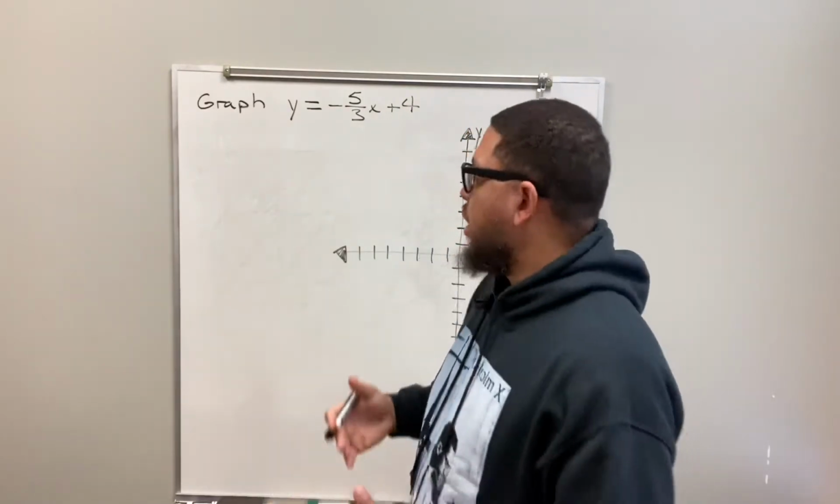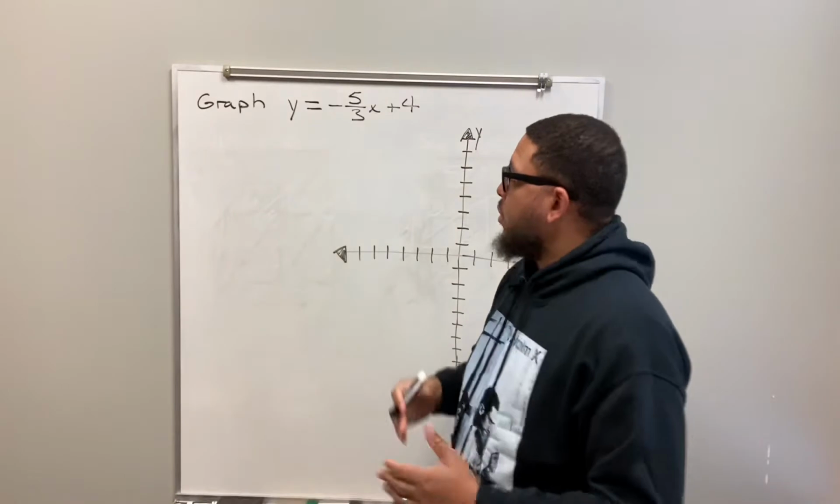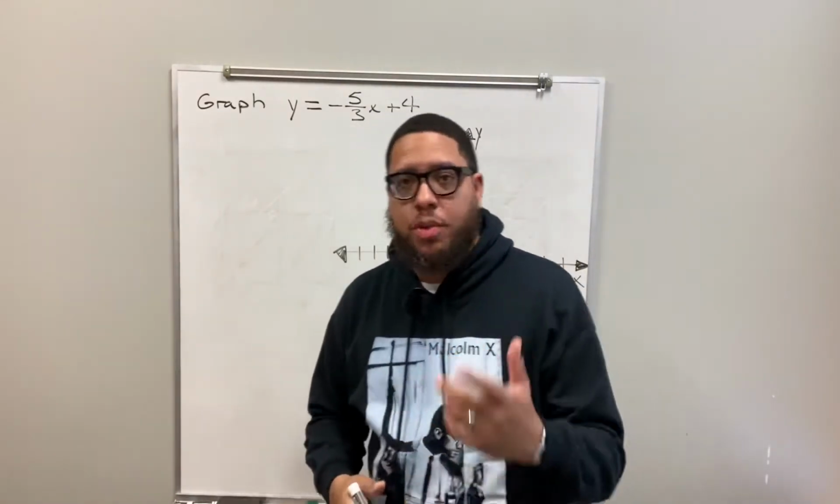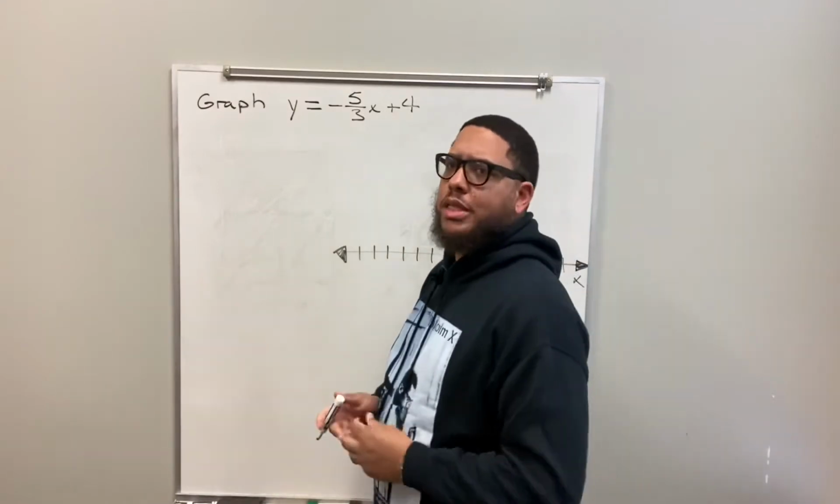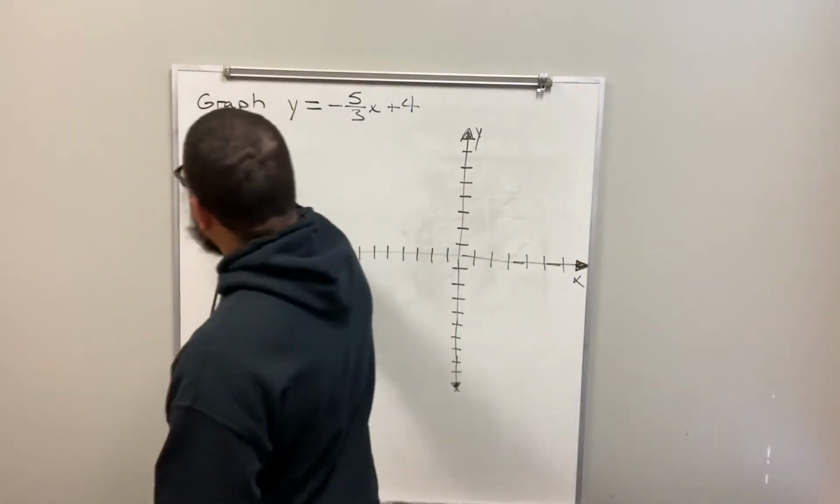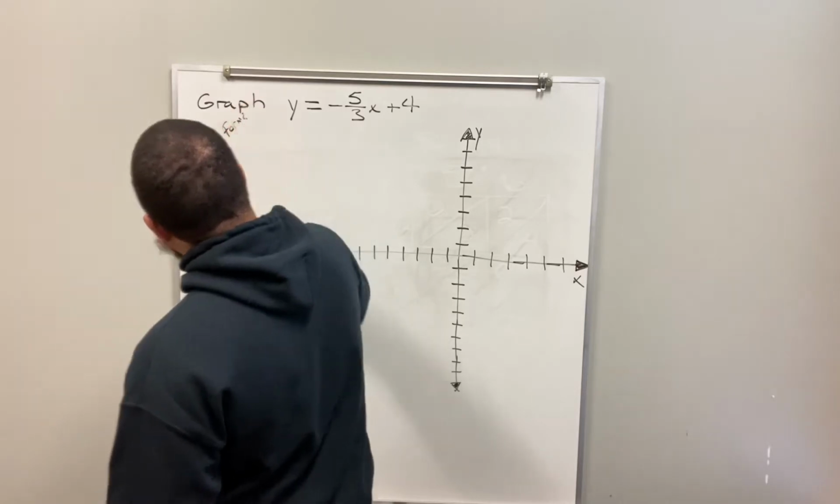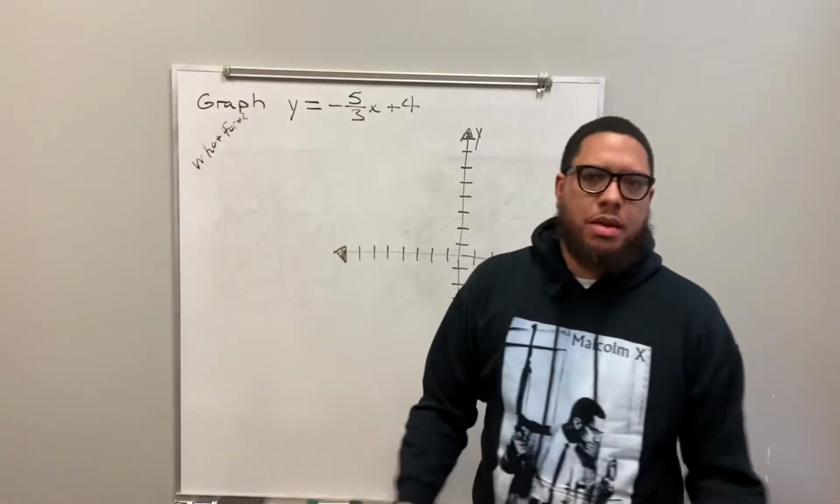All right. Now, how do I graph this? Whenever you're confronted with a linear equation, you need to ask yourself a couple questions. The first question is, what form is this equation in? Right? Now, what does that mean? What I mean by what form?